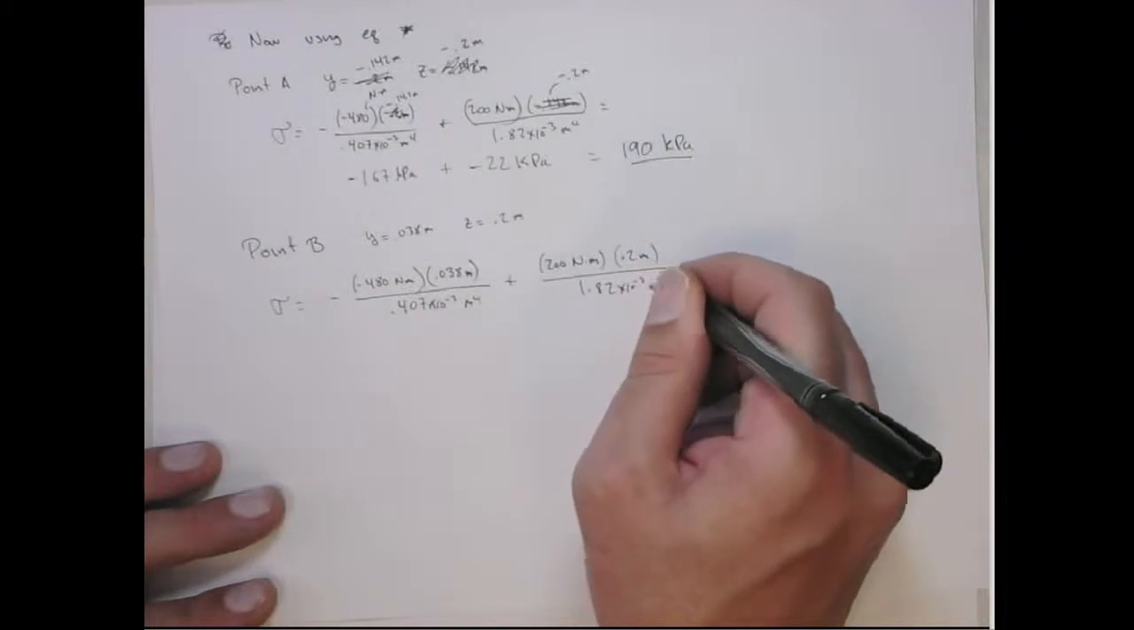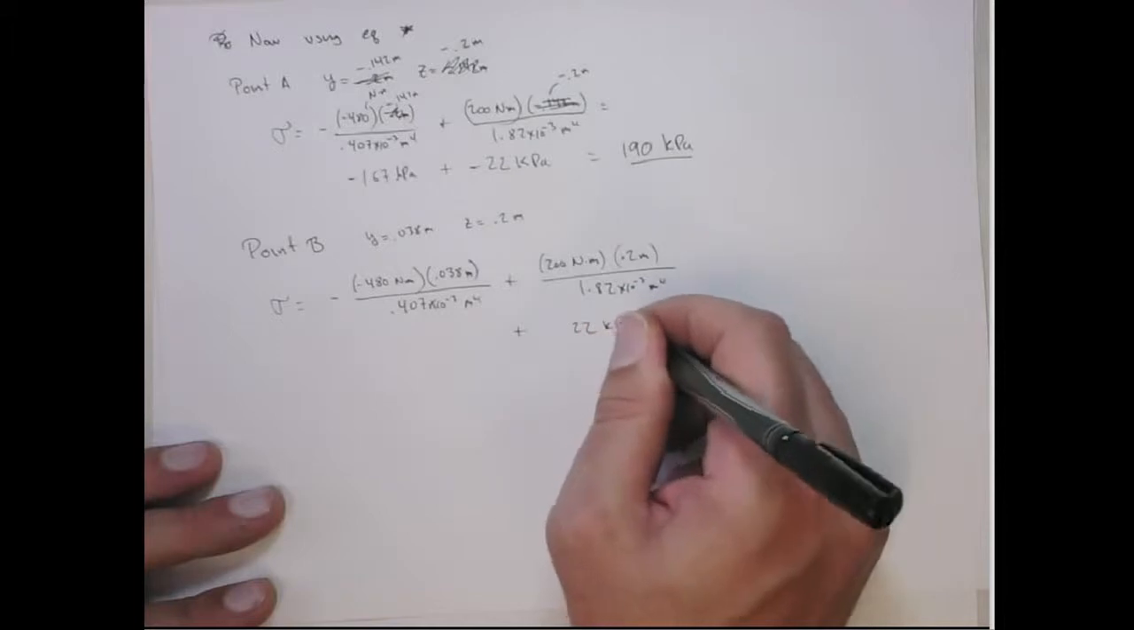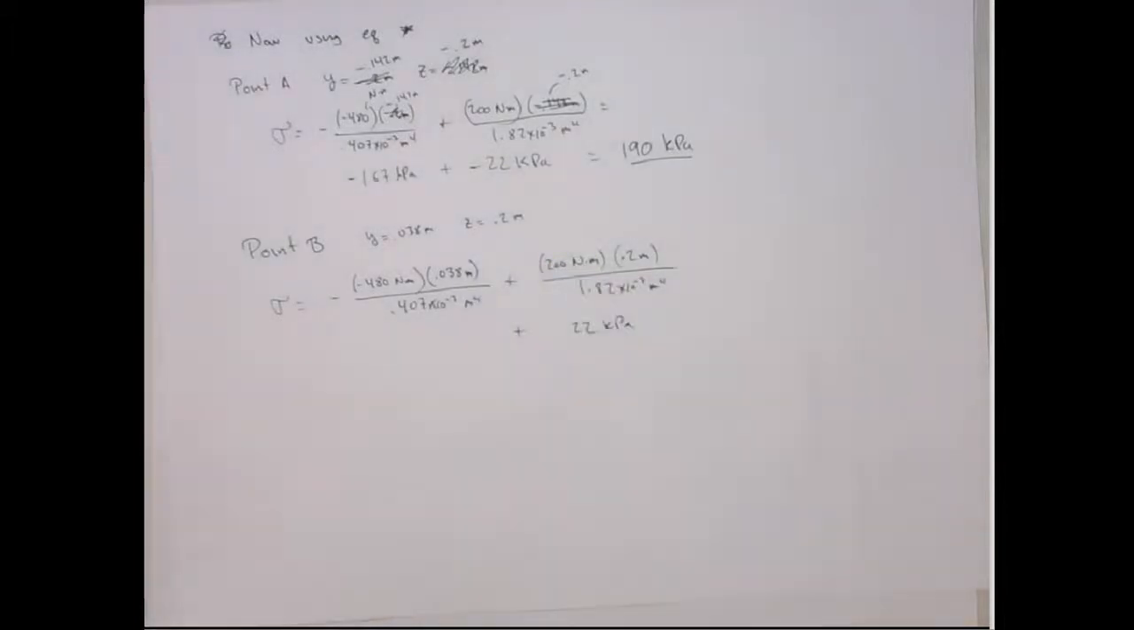So this is going to be the same as this, it's just positive, so that's 22 kPa. And this one is, it's actually the same exact calculation I had before. I mean, I'm going to do the other way, but let me just do it to make sure I didn't screw anything up.